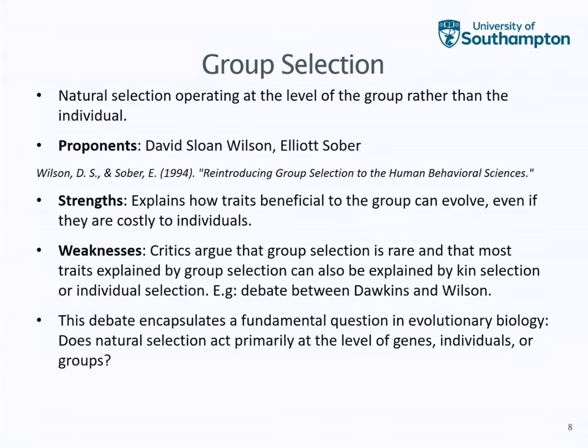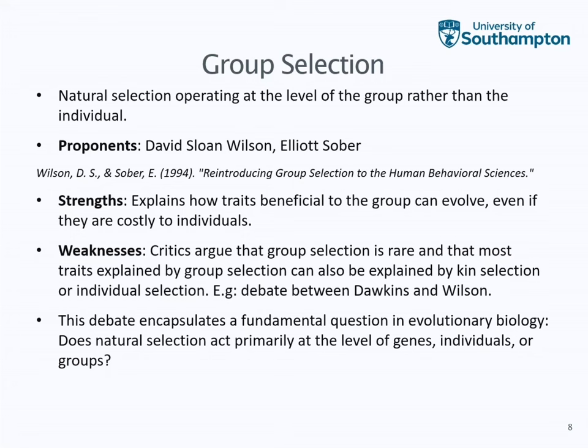The second one, a more controversial one, is what we call group selection. The basic idea is that natural selection operates at the level of the group rather than the individual. Some proponents are like David Sloan Wilson, and it has the strength of explaining how traits beneficial to the group can evolve, even if they are costly to individuals. But this theory is very debatable, with a lot of debates in the history of biology, like between Richard Dawkins and David Sloan Wilson, or even E.O. Wilson, about this.